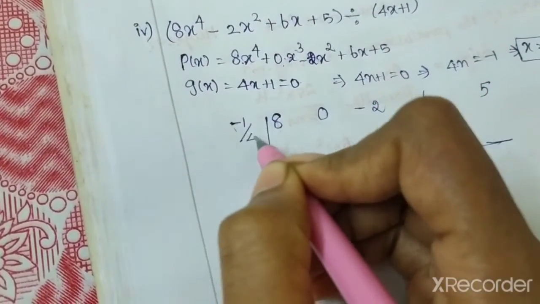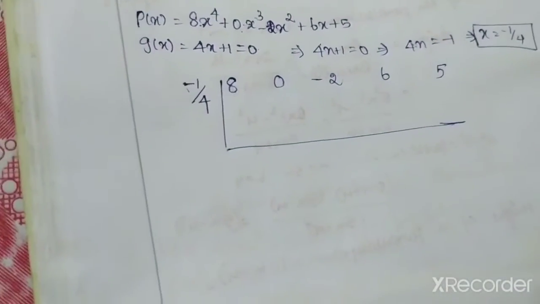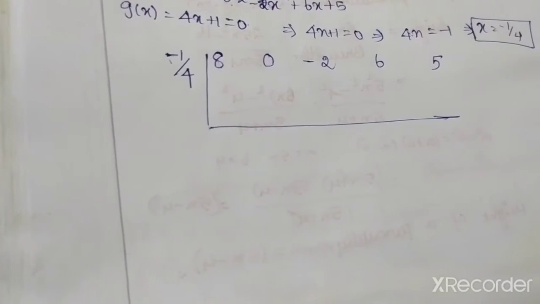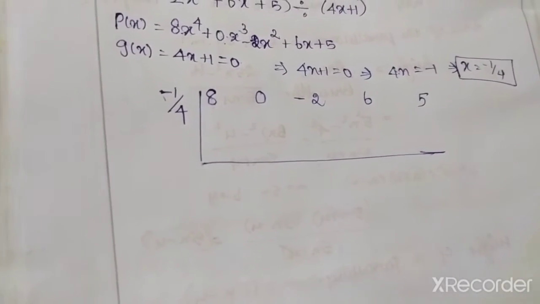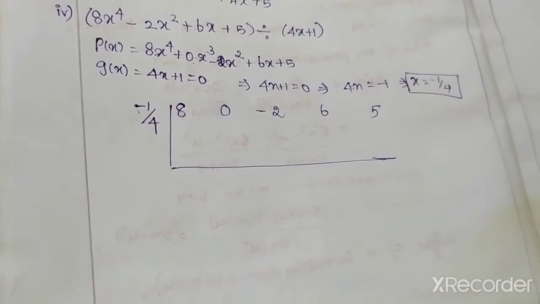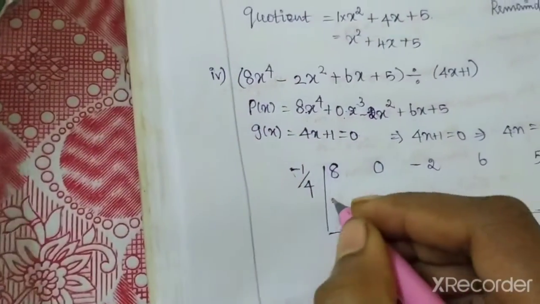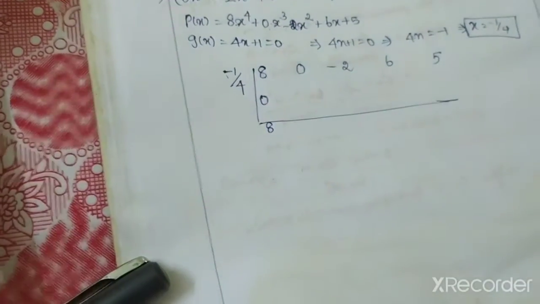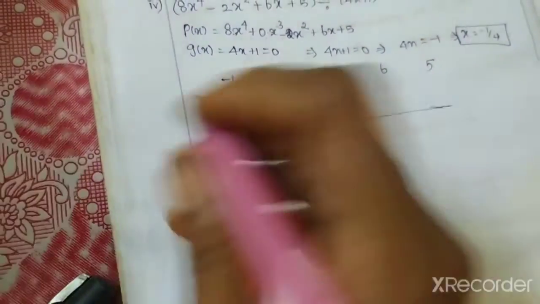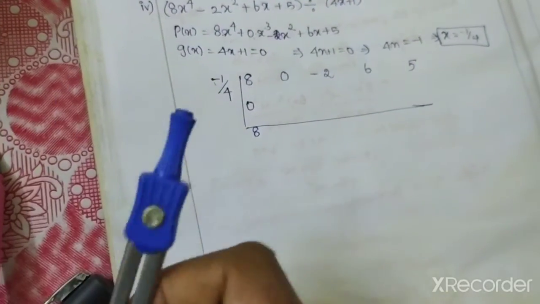Okay, so what's the value? Minus 1 by 4 is a factor. The given factor is minus 1 by 4. Okay, then we can solve. I already told you, right? So adding the 0, we get the answer. So what I am going to do in this place means adding this 0. So 8 plus 0, 8 only. Then what we are going to do is solve the problem.